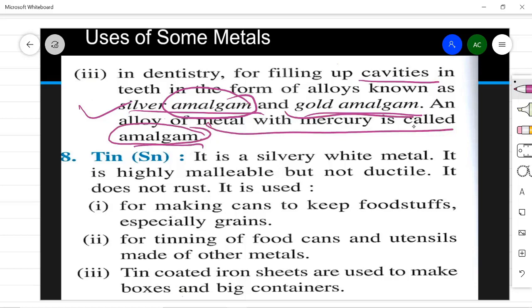देन टिन. नेक्स्ट इज टिन. इट इज अ सिल्वरी वाइट मेटल, हाईली मैलेबल बट नॉट डक्टाइल. क्वेश्चन बनता है नेम अ मेटल विच इज हाईली मैलेबल बट नॉट डक्टाइल. तो यू विल से टिन. मैलेबल है मतलब शीट्स बन जाएंगी लेकिन वायर नहीं बन पाएगा. इट डज नॉट रस्ट. रस्ट भी नहीं होता है. तो कहाँ पे यूज़ होता है?